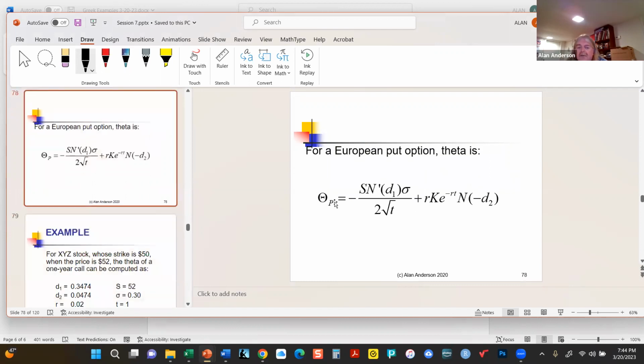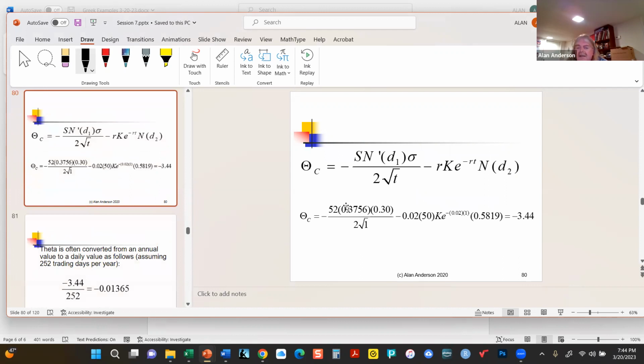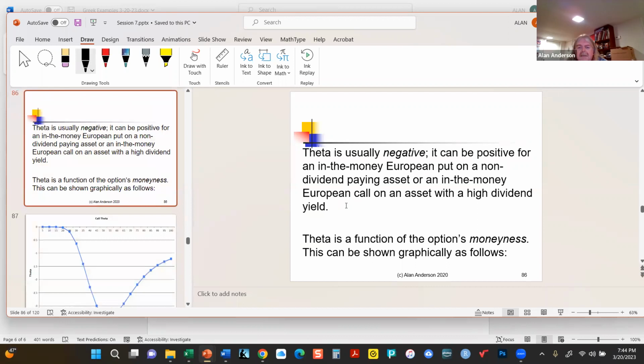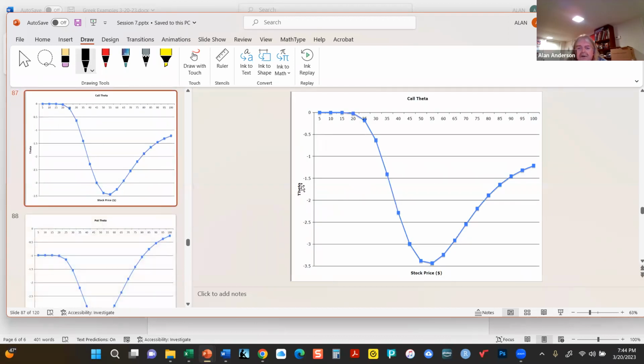and by the way, these formulas are terrifying because T appears so many times in the Black-Scholes model. Yeah, so this is what I was referring to. Now, this is a call theta. And so here we're at the money. Here we're in the money. And here we're out of the money.